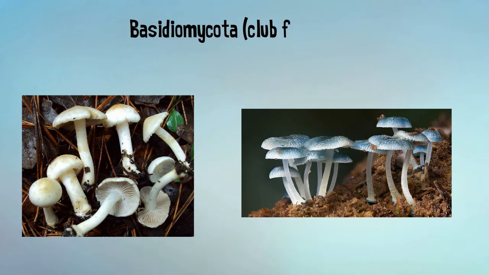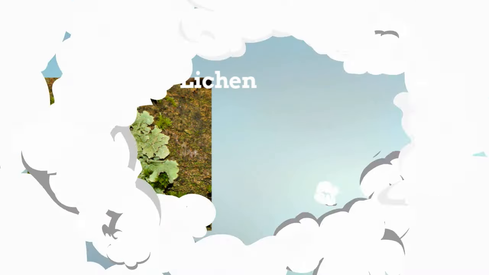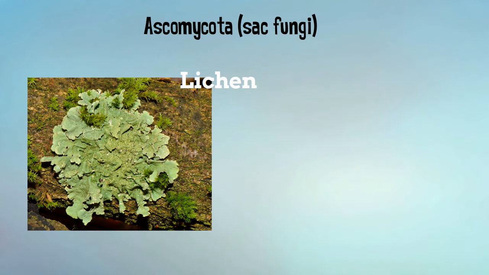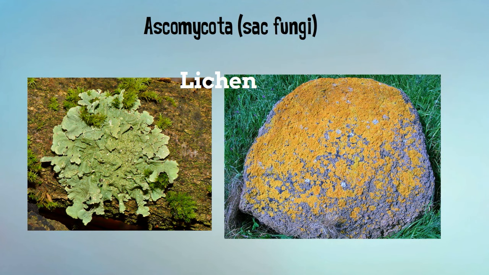Next are club fungi. They have a dome-shaped part where reproductive spores are produced. Common examples are mushrooms. Next are sac fungi. These fungi produce reproductive spores in a sac-like structure. Common examples include yeast, mildew, and lichen.